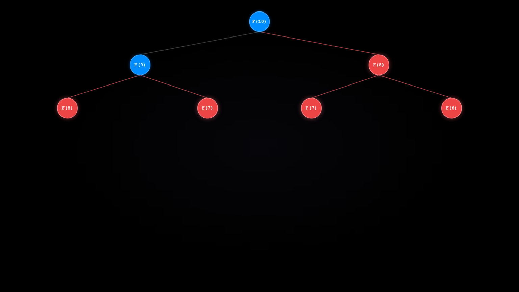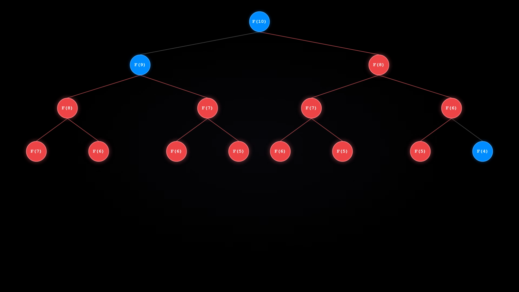Take a look at calculating the Fibonacci sequence. If we want to find Fibonacci of 10, we first need to figure out Fibonacci of 9 plus Fibonacci of 8. But to get Fibonacci of 9, we have to calculate Fibonacci of 8 plus Fibonacci of 7. Wait a second. We are already calculating Fibonacci of 8 over on the right side. But the computer doesn't know that, so it just blindly calculates it all over again from scratch. And it just gets worse the further down you go. The deeper the tree gets, the more these duplicates pile up.